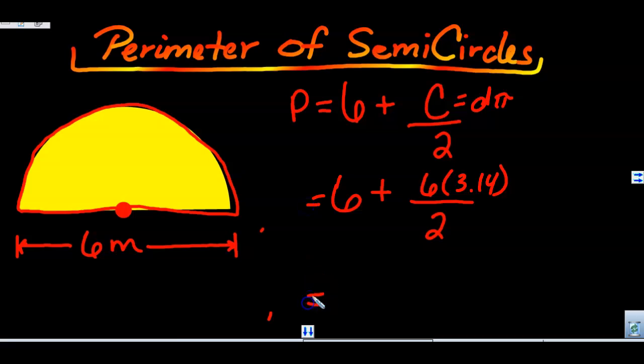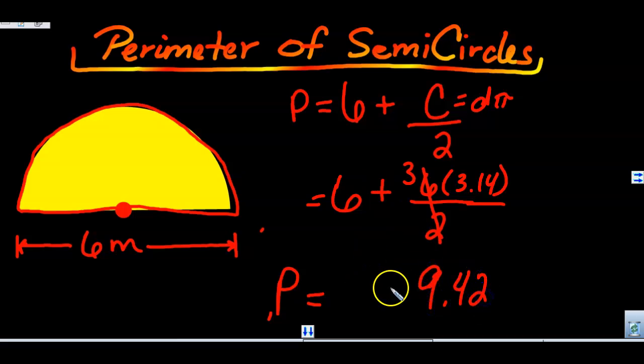Continuing this calculation, we have to do the multiplication and division here first, using our order of operations. There's a couple ways to do this. The way I like to do is, if I can get rid of that fraction, or the denominator, I'm going to get rid of it. And right here, 6 is a multiple of 2, so I can reduce those right away. And now I have 3 times 3.14, or 3 times pi.